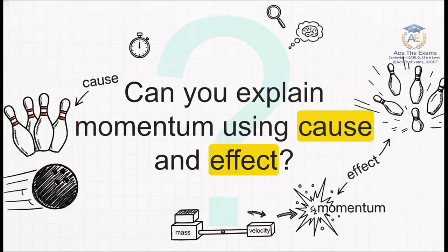Here's a question for you. Can you explain the physics behind momentum using a clear cause and effect chain in a real-life example? Don't just nod along right now. Really think about it. Can you trace the exact sequence of events from the mass and velocity of an object through an interaction, all the way to the final outcome? This is the ultimate test of our application-first mastery.